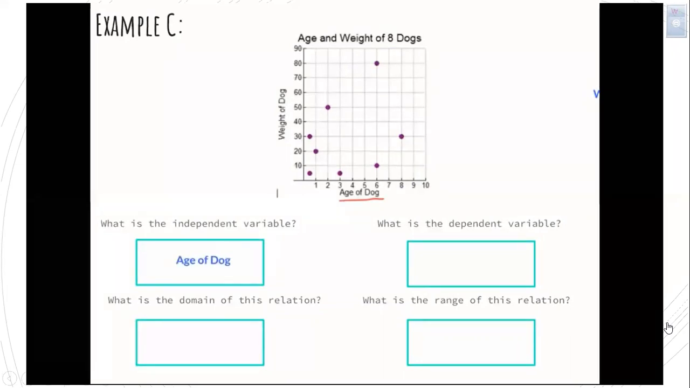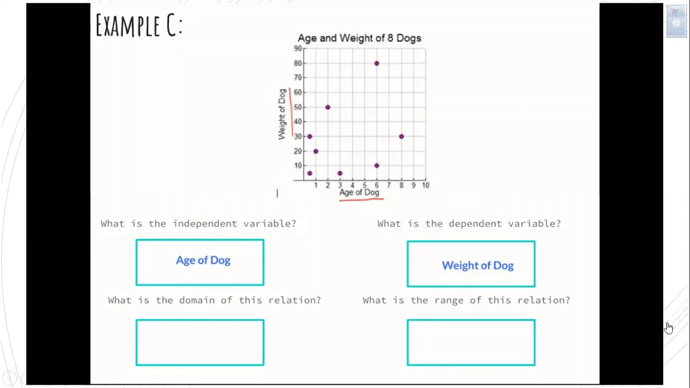The dependent variable, we can look along our y-axis and we can see the weight of the dog. So that's going to be our y value, or weight of dog, or our dependent variable. Now we need to list all of our domain and range for this relation, which becomes a little more complicated because their points are not given to us. So what we need to do is take a look at our graph, first going horizontally to find all of our domains. Then we're going to go vertically to find all of our ranges.